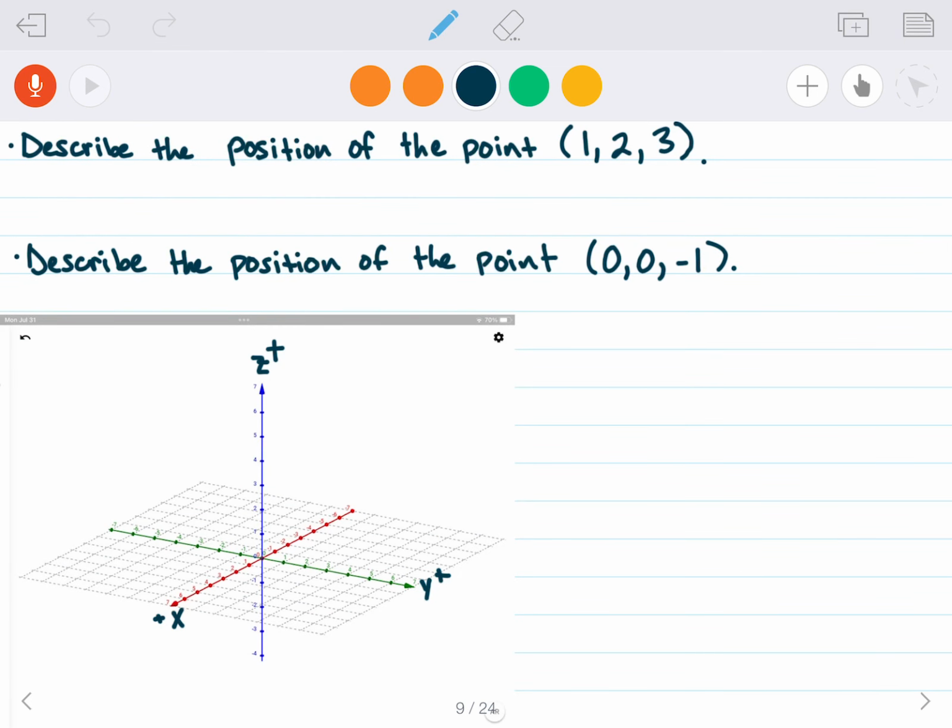Let's go ahead and do some more practice with this so that we can wrap our head around it. It says, describe the position of the point 1, 2, 3. All right. So this is, again, 1 is X, 2 is Y, and 3 is Z. Now it's just telling us to describe it. We can describe it first and then actually plot it. So describe it. We're going to start at the origin, 0, 0, 0. And then we're going to go 1 in the X direction.